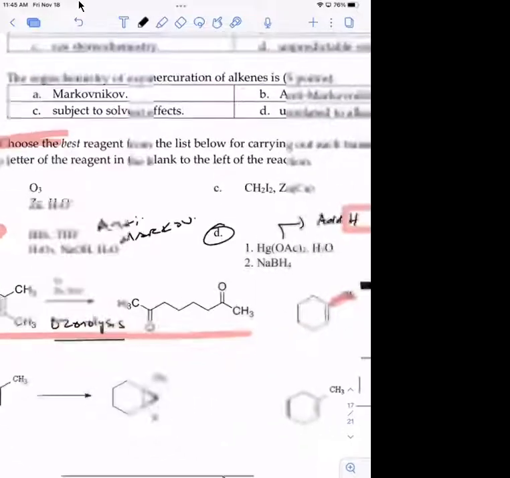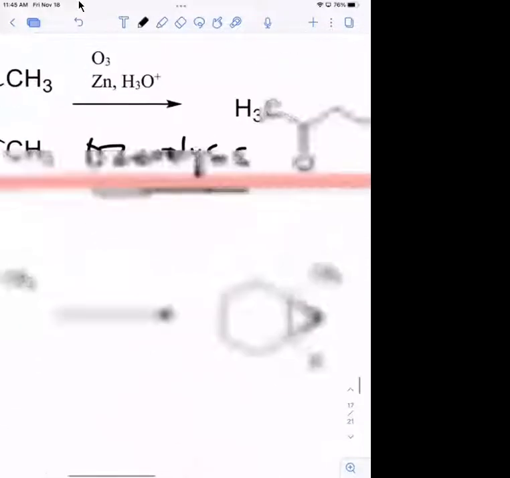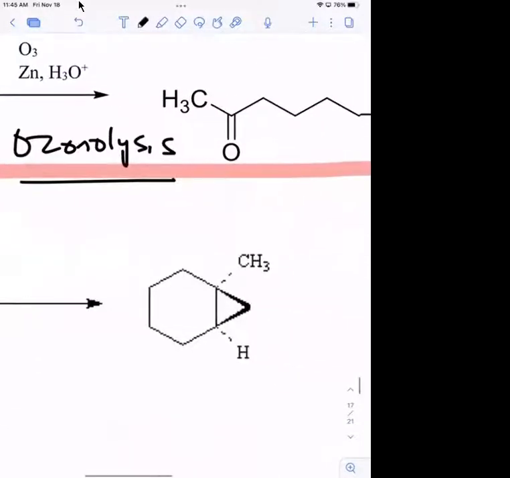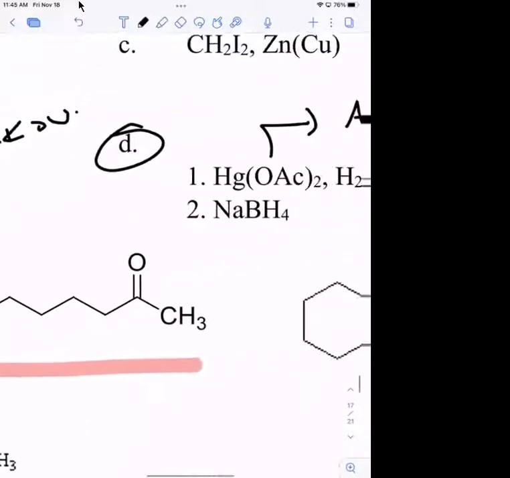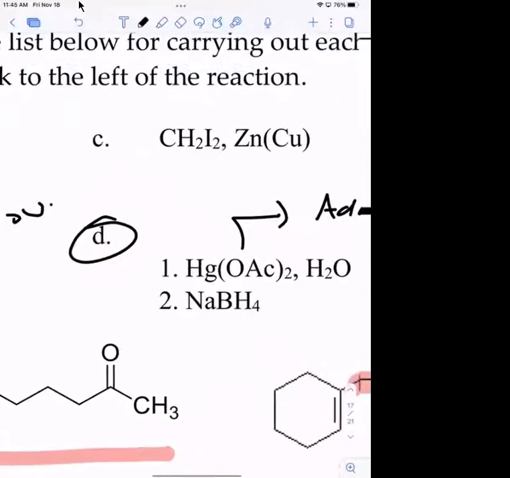And then the last reaction, which is here, notice there's a 3-member ring in the product. It's a cyclopropane ring. The way you make that is to do what's called the Simmons-Smith reaction. So it's this set of reagents right here.